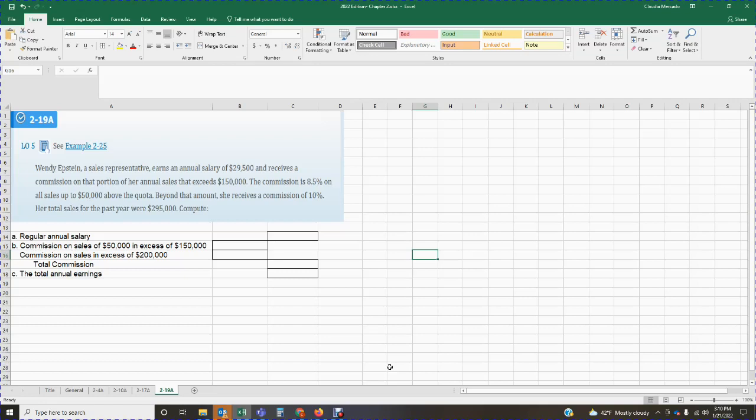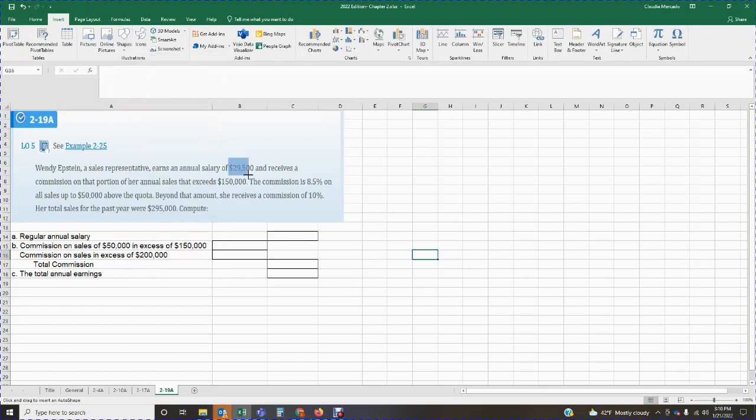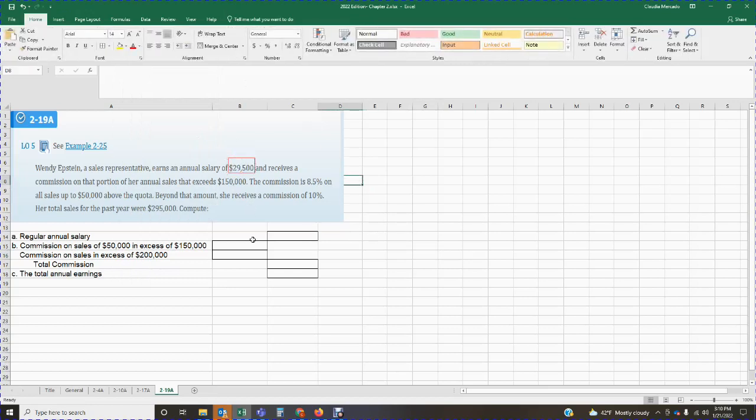Okay, so let's begin. Regular annual salary, that is provided to you in the problem. It's right here, $29,500. That is how much this employee makes. Okay, so we're just going to plug that in. $29,500. Okay, there we go.